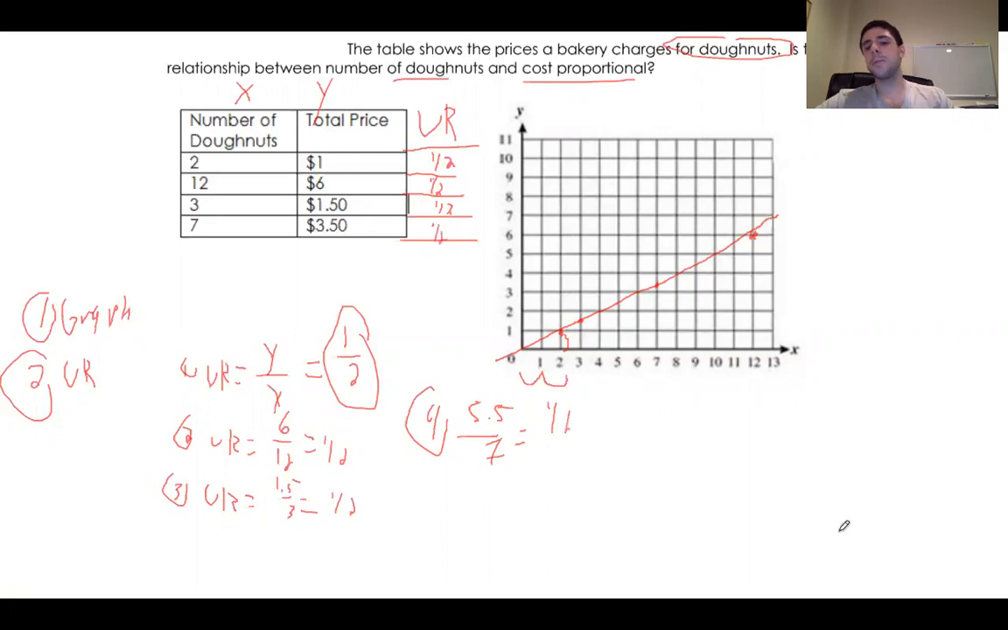Awesome. So now, are we sure that our relationship is proportional? Yes. Now that we've graphed it, our graph looks good. We can make mistakes with graphs, and then our unit rate is going to be 1/2 for all of them. We know that our relationship is going to be proportional.